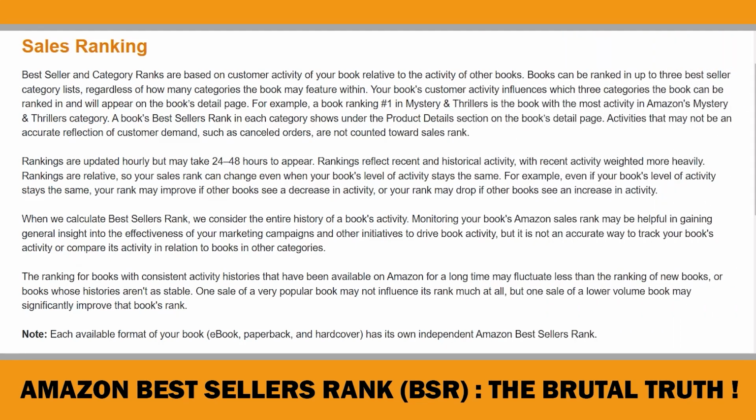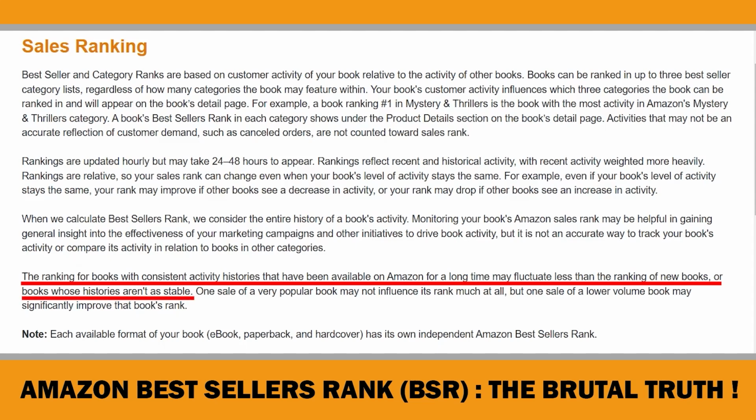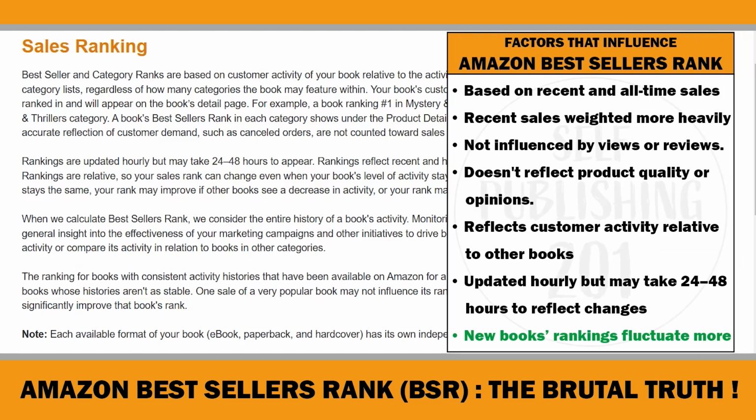It also says here, rankings reflect recent and historical activity, with recent activity weighted more heavily. We have already added this to our list, so no need to repeat it. Now, if we check the last paragraph, it says, the ranking for books with consistent activity histories that have been available on Amazon for a long time may fluctuate less than the ranking of new books or books whose histories aren't as stable. From this, we can see that new books tend to have more fluctuation in their rankings. I will add this to our list as well.